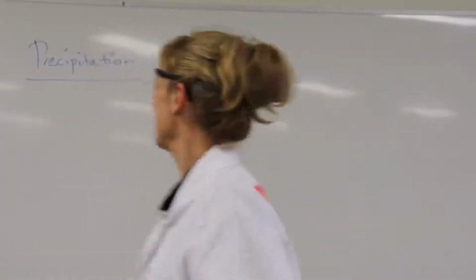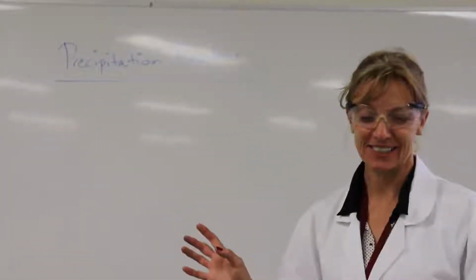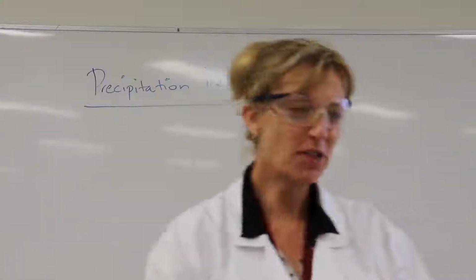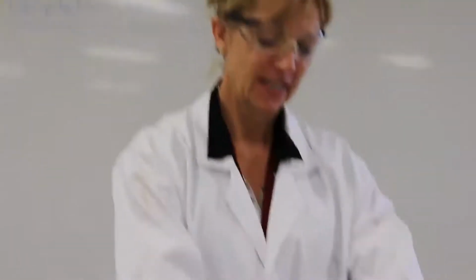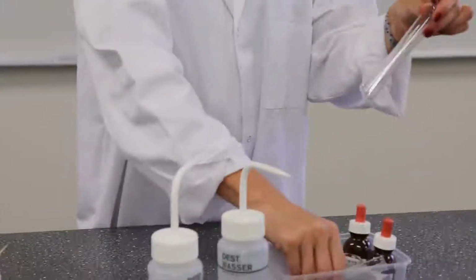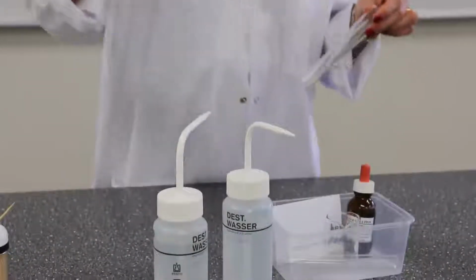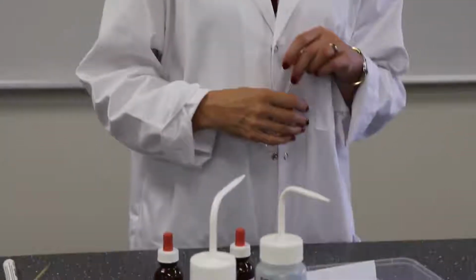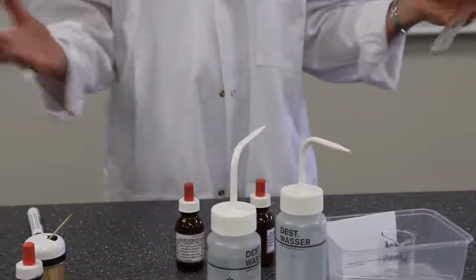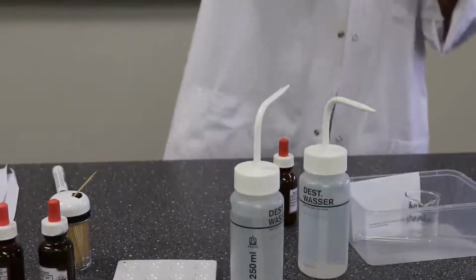So today we're going to do precipitation reactions, and I thought it'd be really cool to start with a pretty spectacular one. So what we've got here is lead nitrate. Now, who can tell me about nitrates? What do we know about nitrates? All nitrates are soluble. All nitrates are soluble, so that's why this is an aqueous solution.